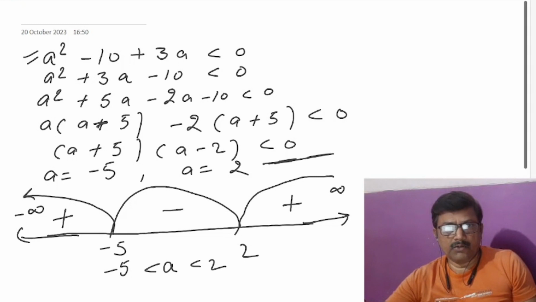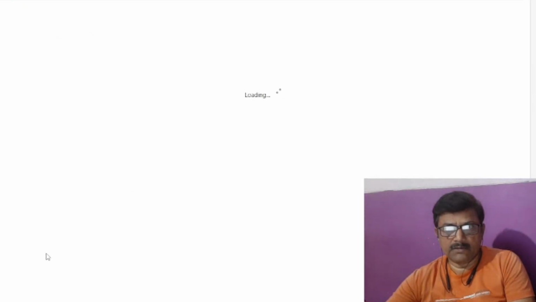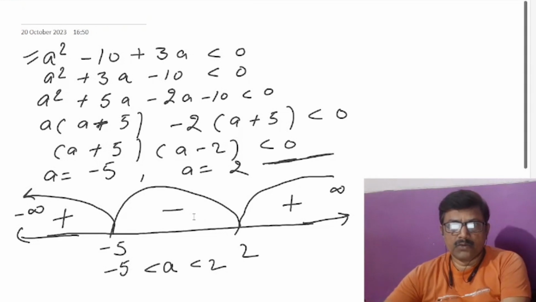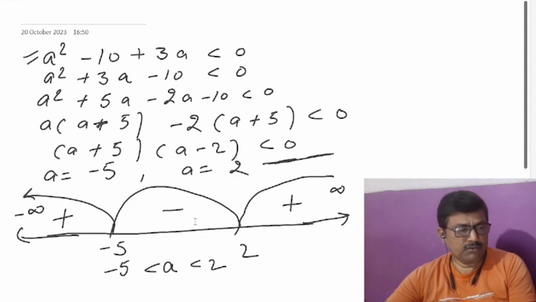Now you can check what the options were. Which option is correct? You can see option B is correct. Just a second. Okay, you can check, option B is correct. This was a question asked in IIT. Now I hope you are clear.